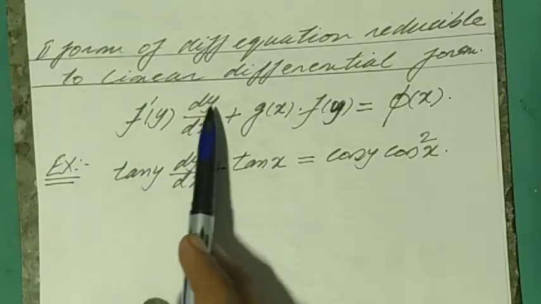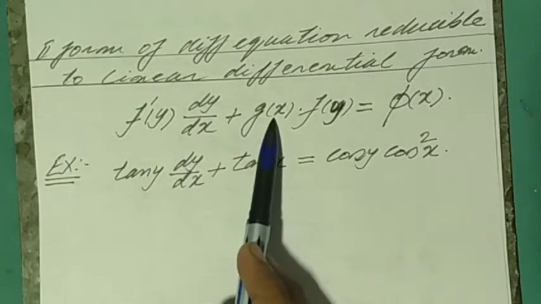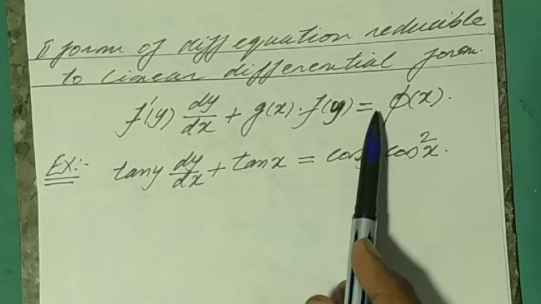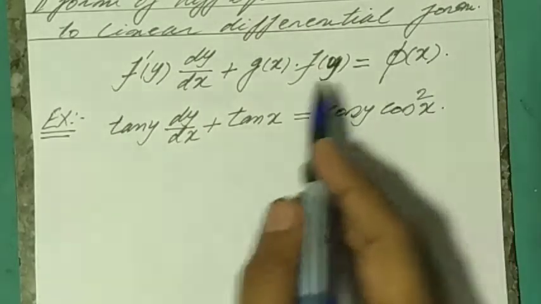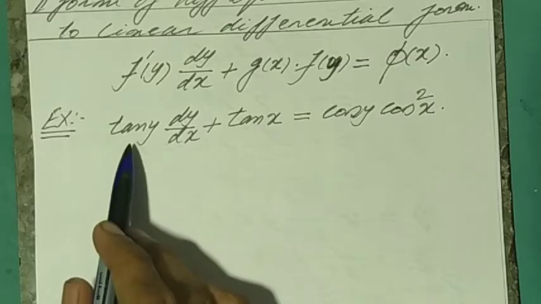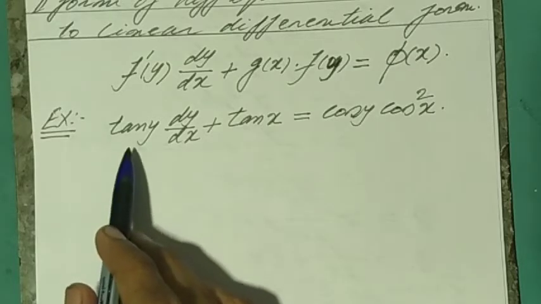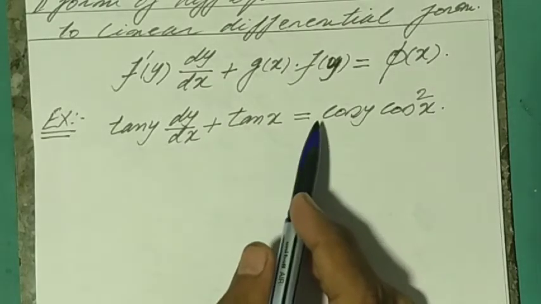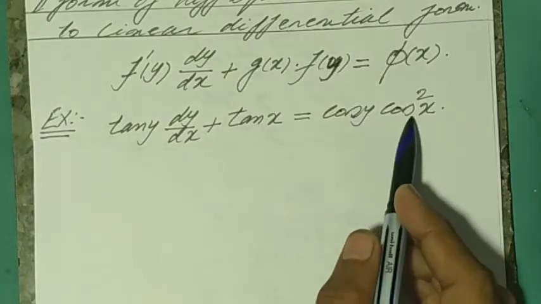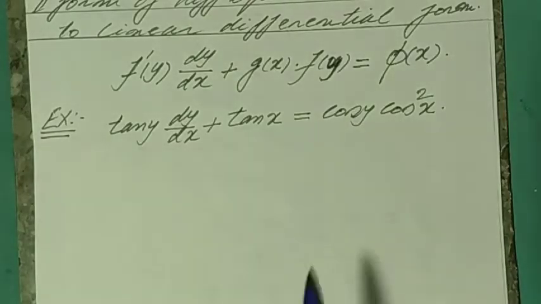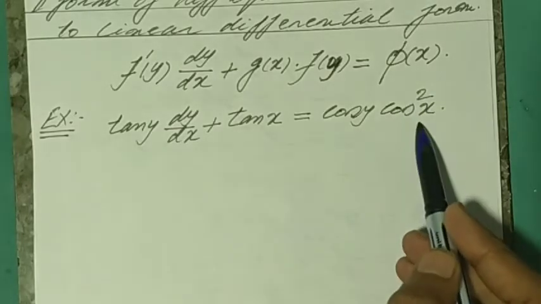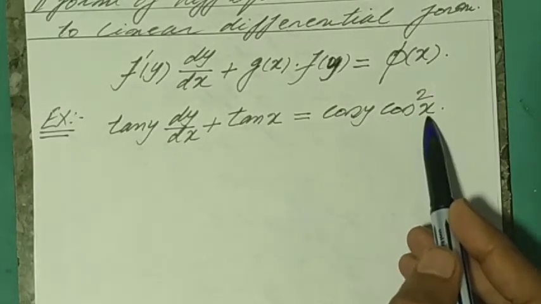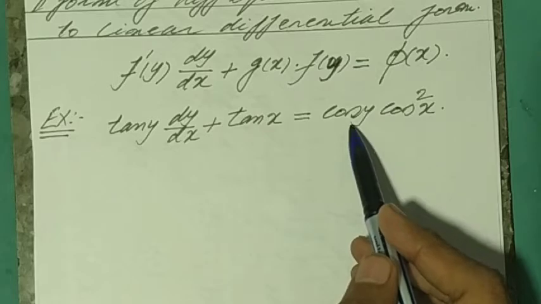So a differential equation of this form, f dash y dy upon dx plus gx fy is equal to phi x. Let us take an example to understand this form. Suppose this is a differential equation to be solved: tan y dy upon dx plus tan x is equal to cos y cos square x. If we observe, there are two functions on the right hand side. One function is of x and the other function is of y.